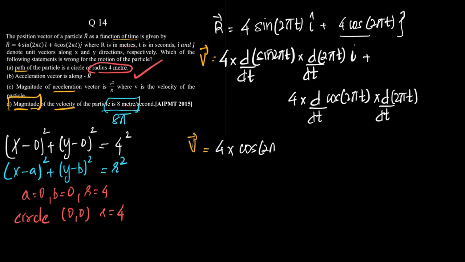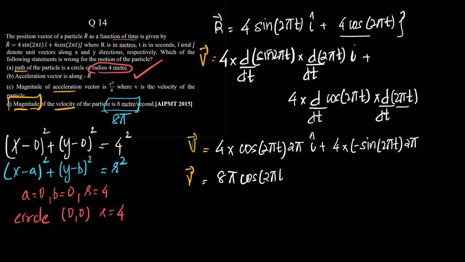It is cos 2 pi t. What is the derivative of 2 pi t? It is 2 pi. Into i cap plus 4 into, what is the derivative of cos 2 pi t? Minus sine 2 pi t into the derivative of 2 pi t, which is 2 pi, right? So eventually what we get is the velocity vector v equal to 8 pi cos 2 pi t into i cap minus 8 pi sine 2 pi t into j cap, right?